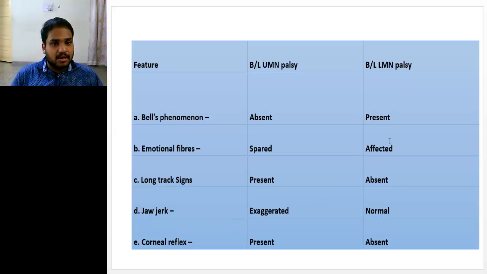While in case of bilateral lower motor neuron palsy, the Bell's phenomenon is present, right? I have told you about the Bell's phenomenon. Bell's phenomenon is present. The emotional fibers are affected. Long tract signs would be absent. The jaw jerk would be normal, right? It would be exaggerated in case of bilateral upper motor neuron palsy. And the corneal reflex is also going to be absent in case of bilateral lower motor neuron palsy. Fine.